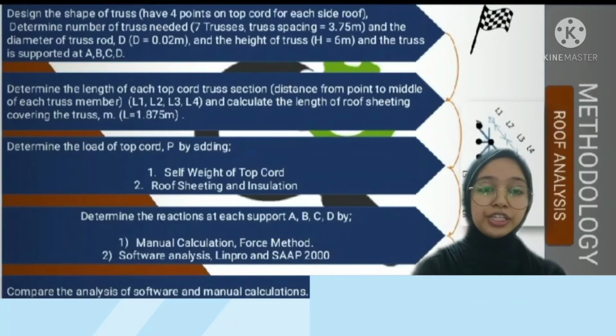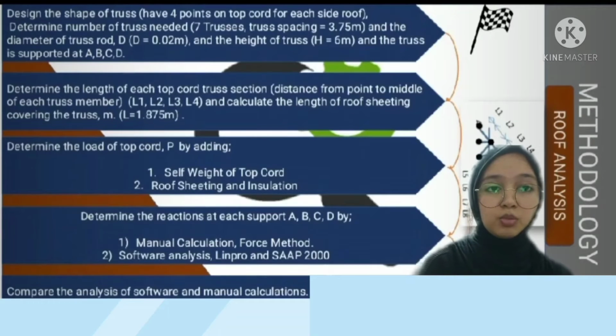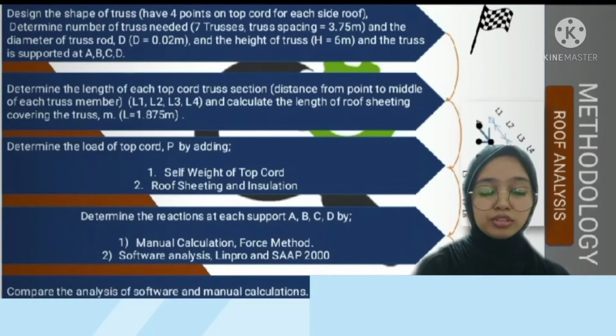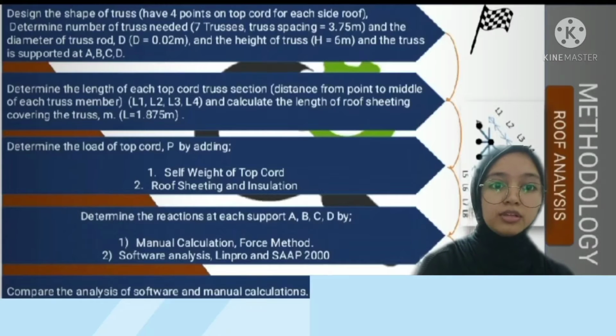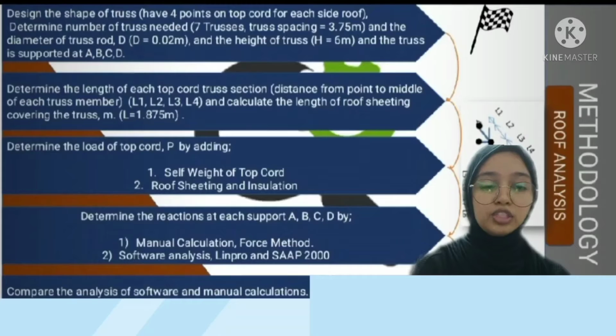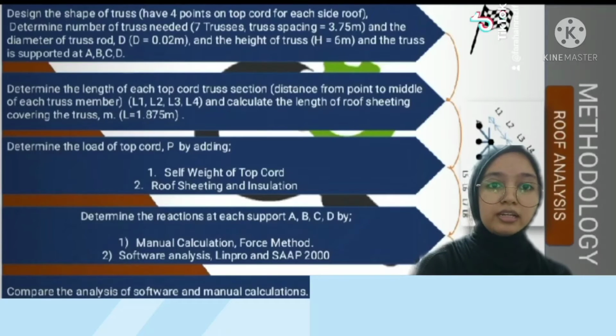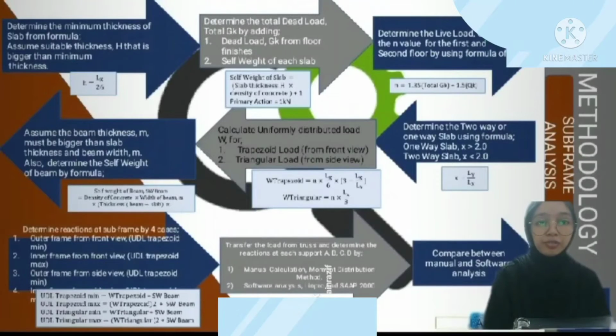As for the methodology, there are two types of methodology needed in this project, which are the roof analysis and also subframe analysis. For roof analysis, the first step is to determine the design and also specification of the truss, for example, the diameter and height of the truss. Next is to determine the UDL, which is the uniformly distributed load that is acting on the truss. For example, we have the self-weight of top chord and also the roof sheeting and insulation. Next is to determine the support reactions at A, B, C and D, using manual and also software analysis.